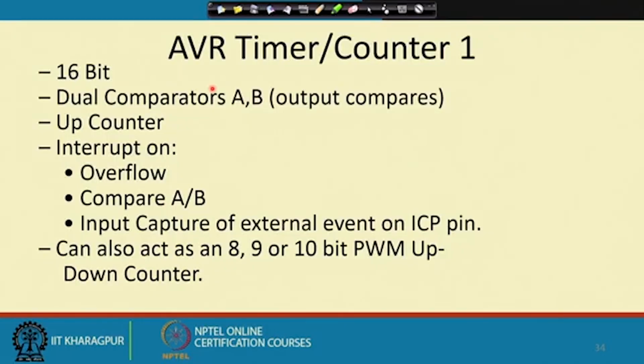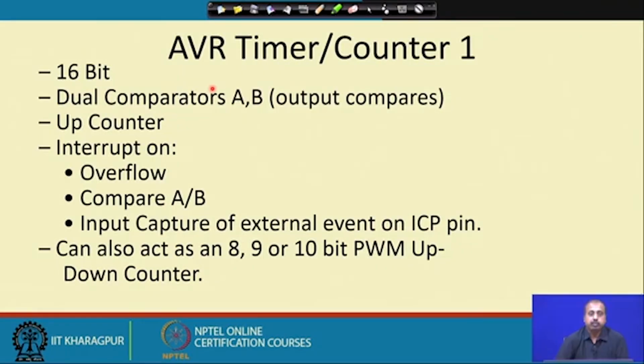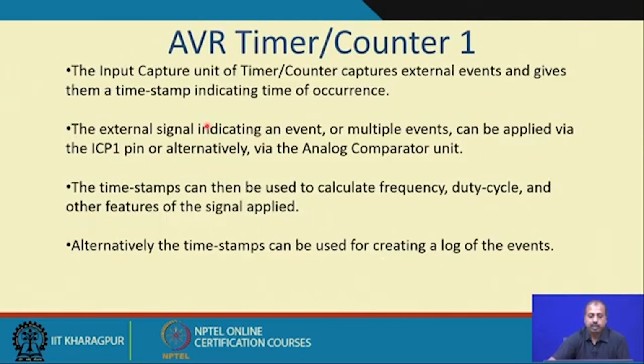Interrupt on overflow is there, and comparison with the A and B OCR registers. There is also input capture of external events on the ICP pin, so you can capture the external event and accordingly load it. It can also provide pulse width modulation facilities: 8, 9 or 10-bit pulse width modulation with an up-down counter. So this counter 1 can also be used as PWM. We will see that slowly.